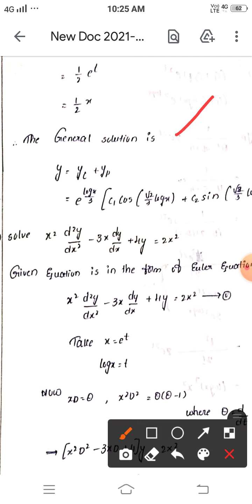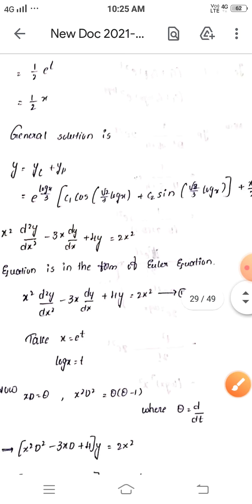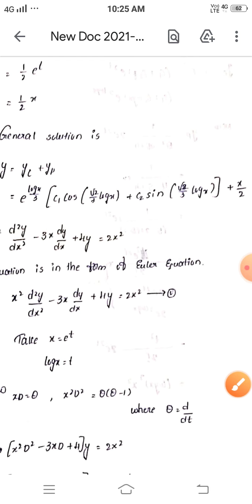Finally, we find the general solution of that equation, that is yc plus yp. So this is the complementary function and this is the particular integral value.